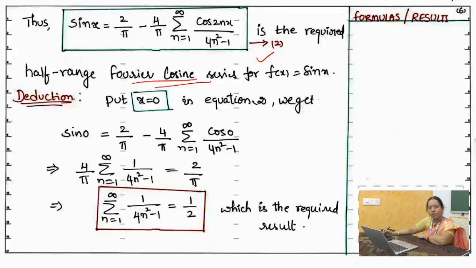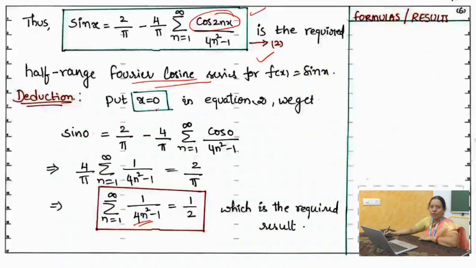Okay, now we have to deduce the relation. What is the suitable value of x to get the summation sigma n equals 1 to infinity 1 by 4n square minus 1? See your summation. For what value of x will this term become 1? Automatically at x equal to 0, cos 2nx will be equal to 1. So put x equal to 0 in equation 2.